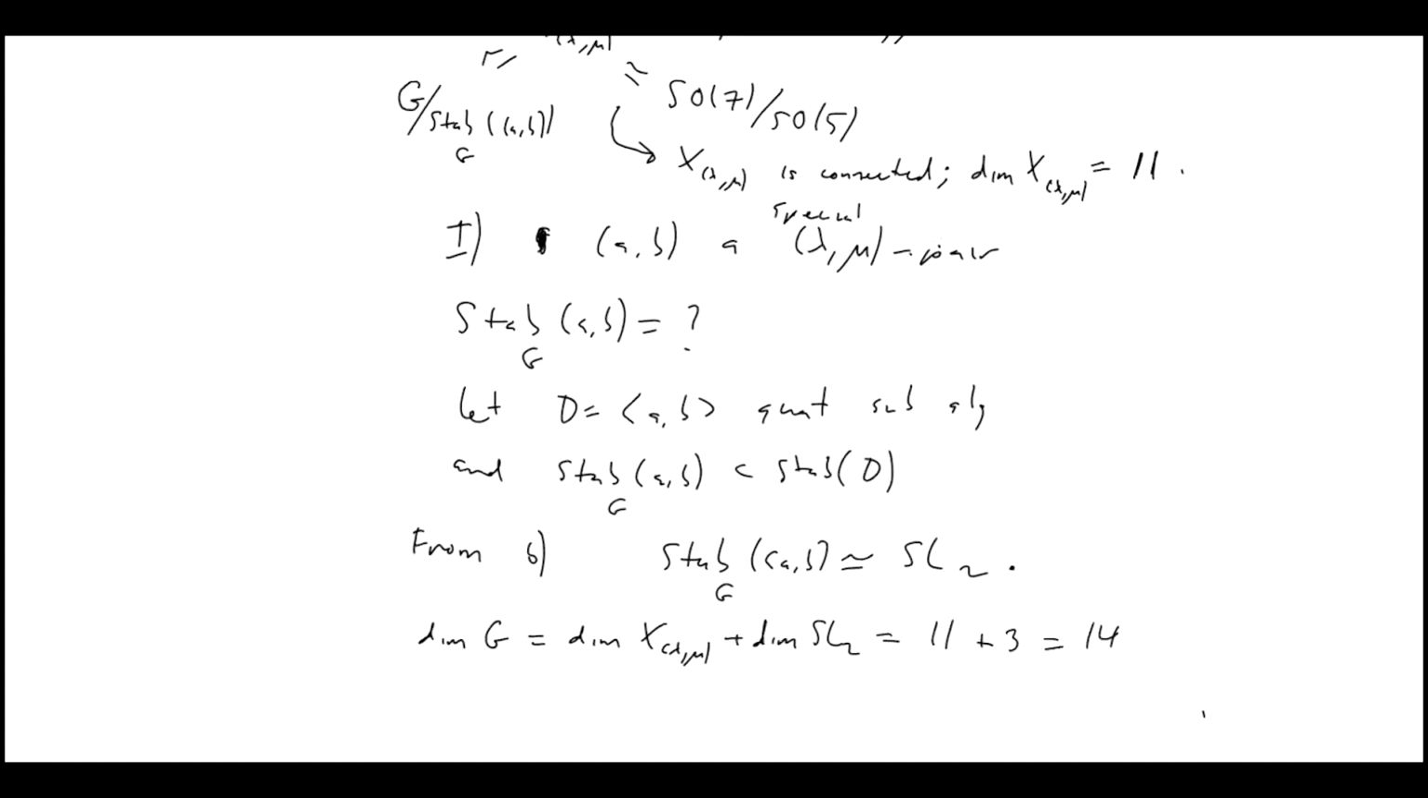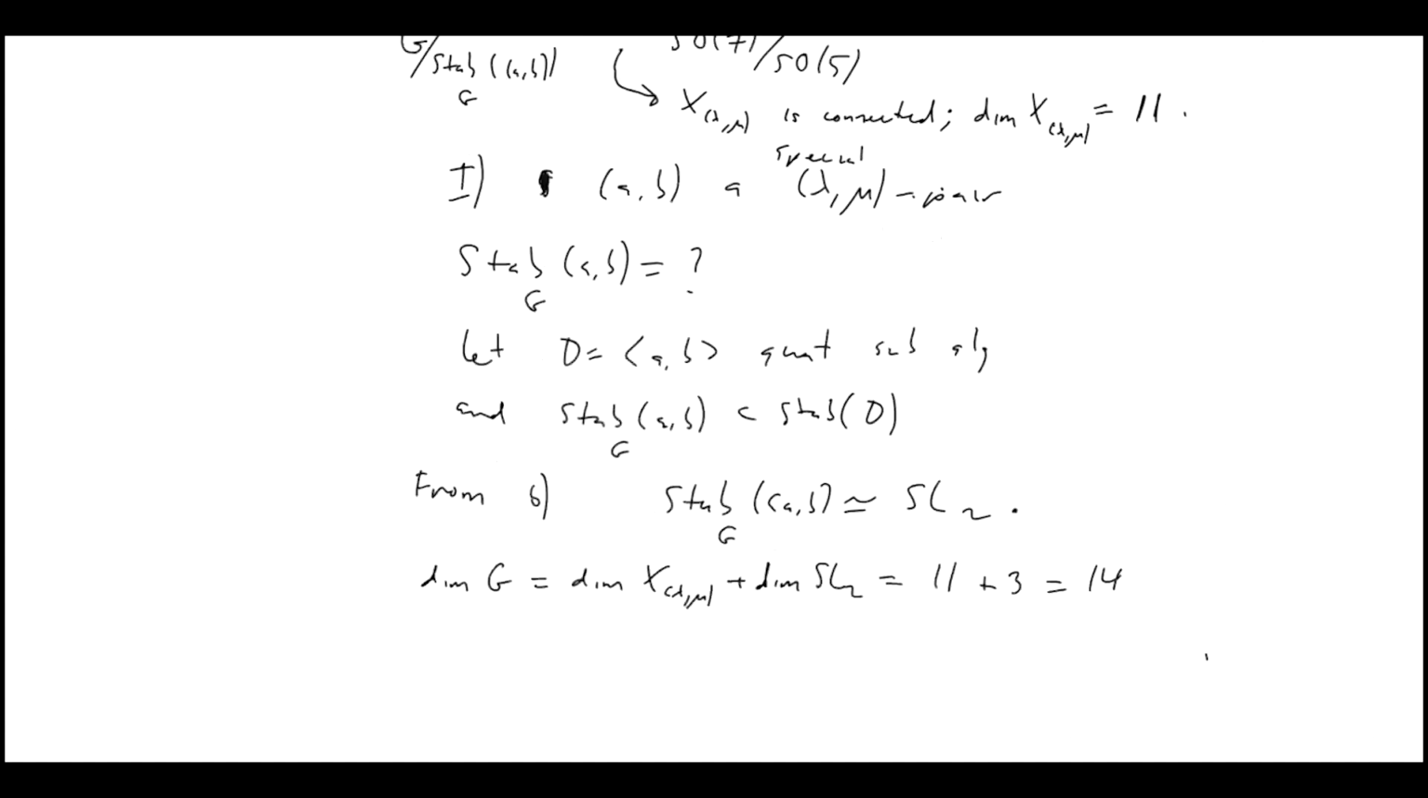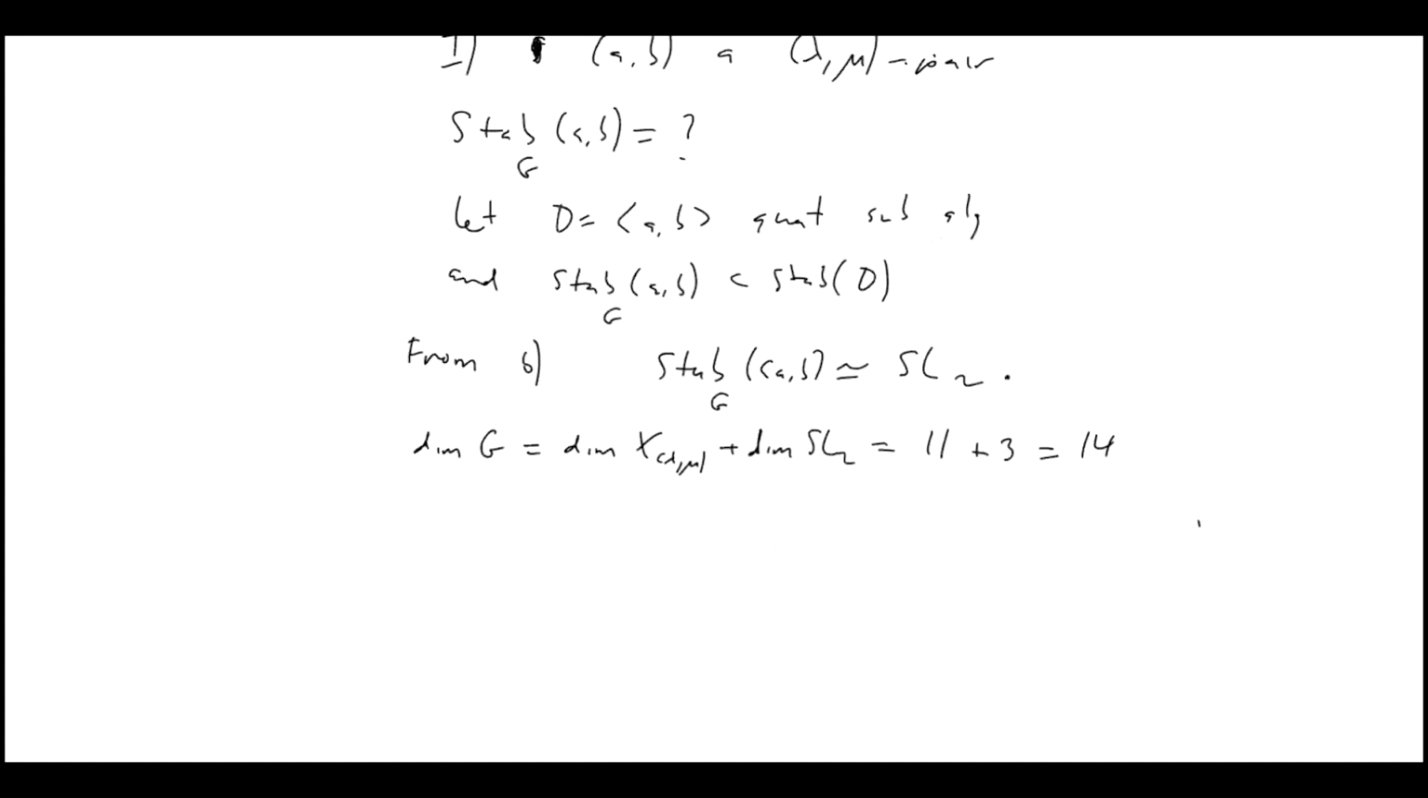Remember, the main point here is that we were using these special pairs, and we were able to realize this space of special pairs as two different homogeneous spaces, one involving the automorphism group G that we're trying to study, and the other one just involving the special orthogonal group.